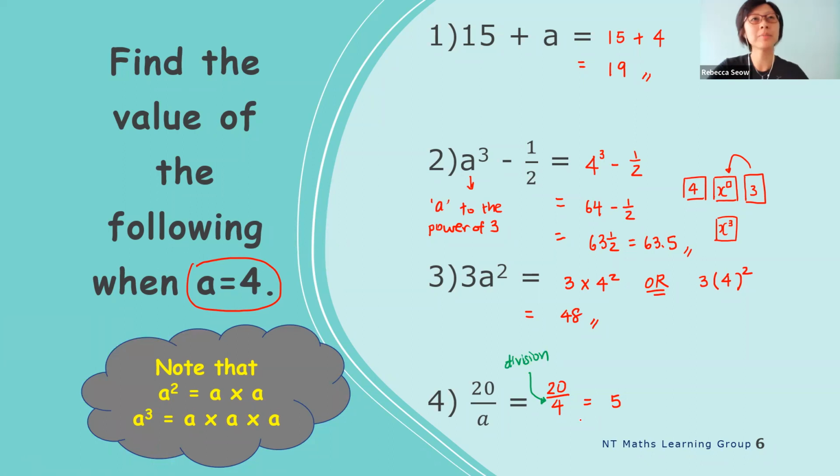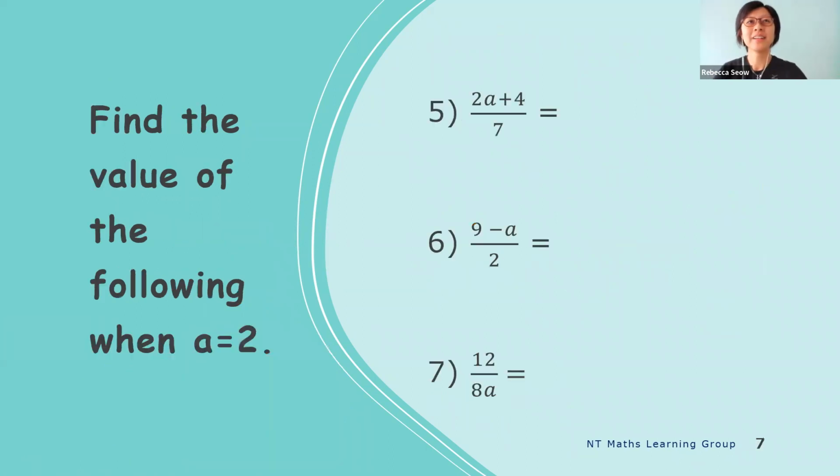Okay, so I think no problem. I'm going to move on. Next, now I'm going to change A to 2. The value of A is 2 now. So every time we see the letter A, we are going to replace it by the number 2.